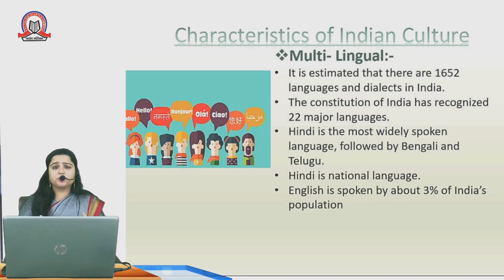There was a dispute related to language also, about which language should be considered as the national language and which should not. To solve that dispute, our constitution mentions that Hindi is considered our national language. So the first characteristic of Indian culture is that India is a multilingual country.